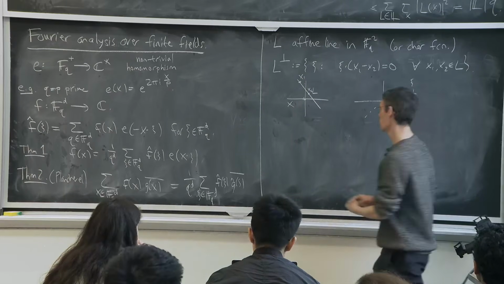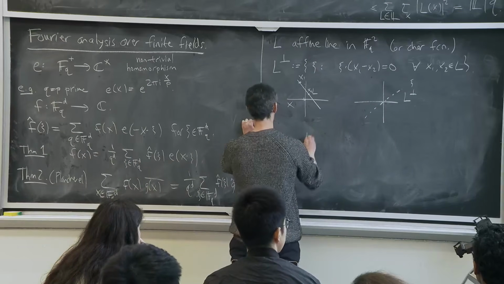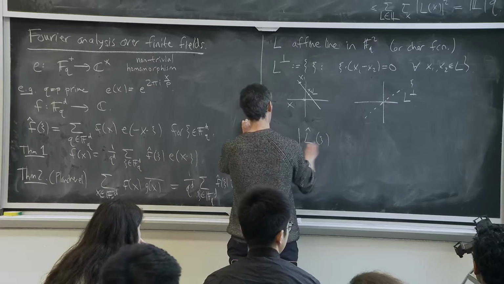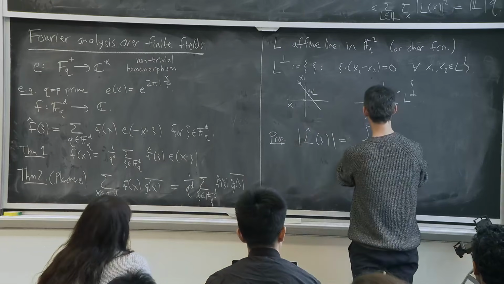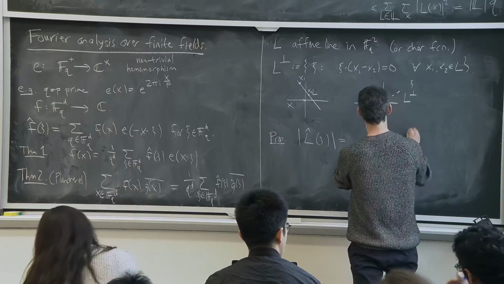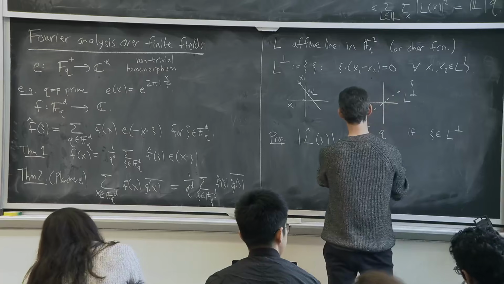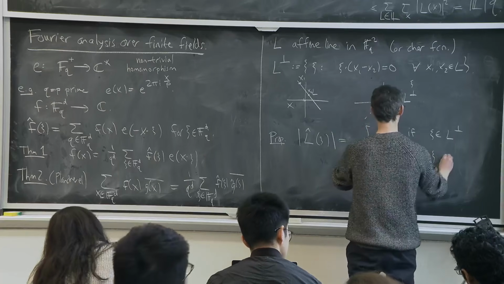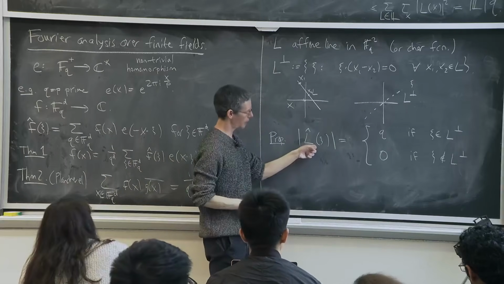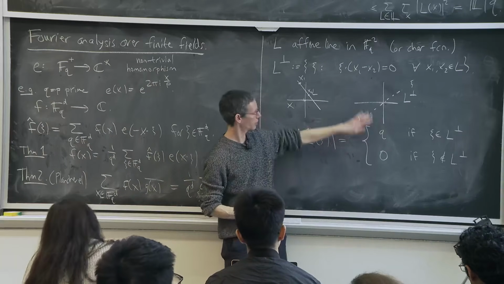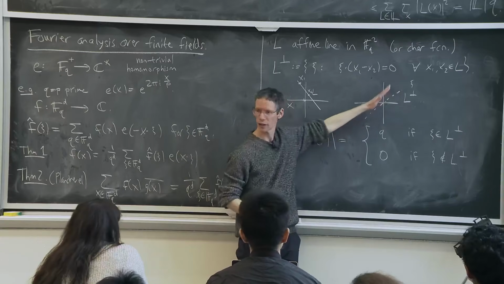All right. So, proposition. If you take L hat of xi, and you take its absolute value, there are two cases. One of them is that you get q, and that's if xi is in L perp. And the other one is you get 0, and that's if xi is not in L perp. So the Fourier transform of a line, first of all, is very sparse. It's 0 almost everywhere. The only places where it's not 0 are on this perpendicular line.